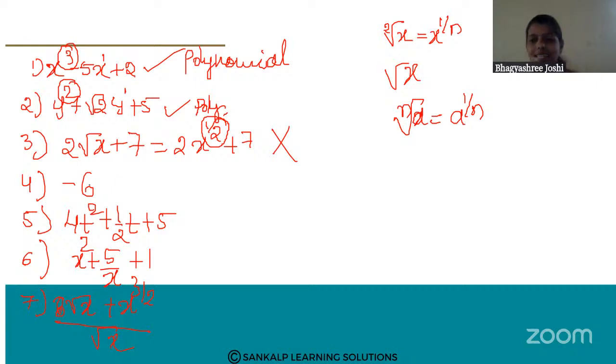Okay, -6 is there. Is it a polynomial? Yesterday only we discussed -6. Is it a polynomial? Some are saying yes, some are saying no. Yes, it is a polynomial. Why? Because I can write it as -6 into x raised to 0. Exponent is 0. 0 means it is a whole number. Whole number starts with 0. Therefore, x raised to 0 is a whole number. Therefore, it is a polynomial.